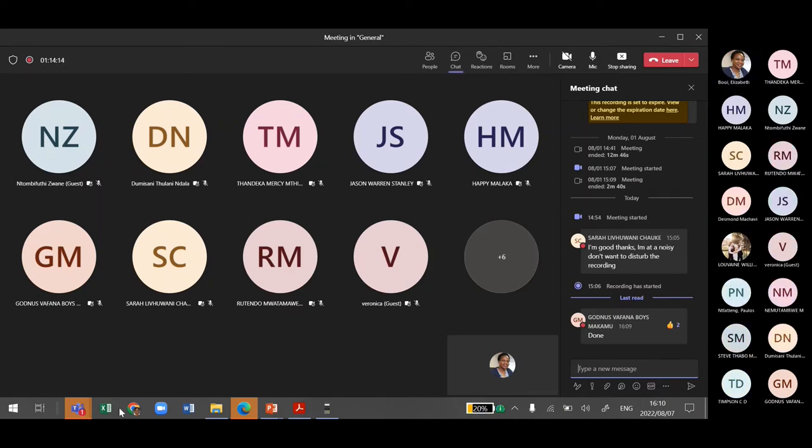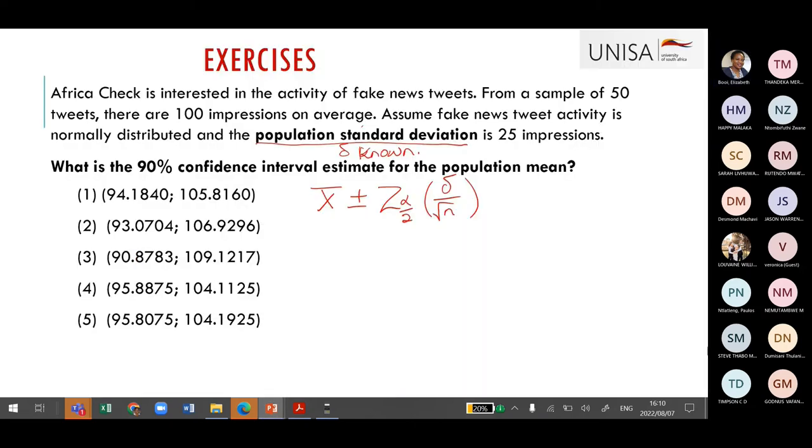So let's do the answers together. Okay. What is our mean? 100. Our mean is 100. Our n? 50. n is 50. And our standard deviation? 25. Let's substitute into the formula and calculate.